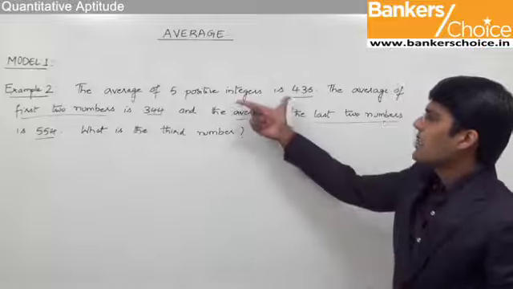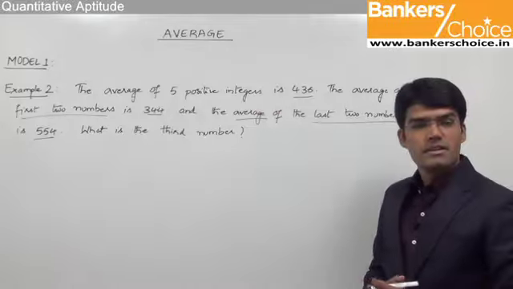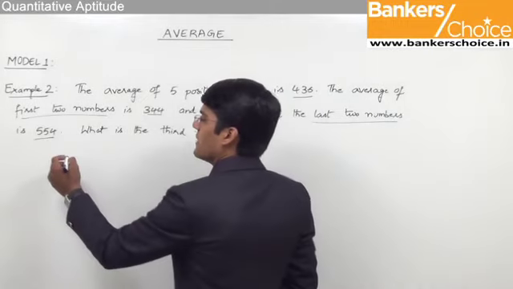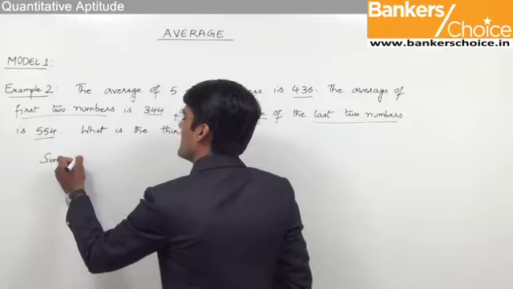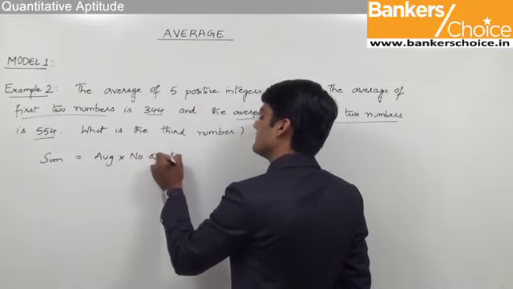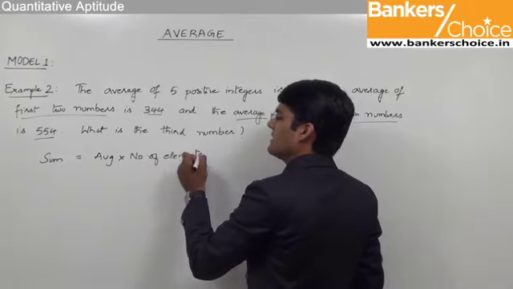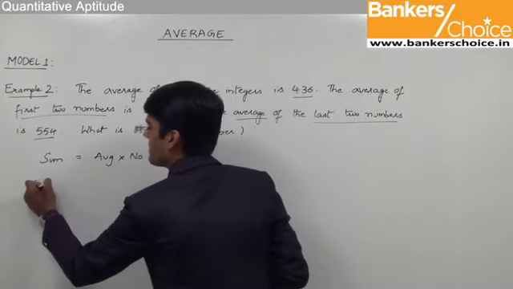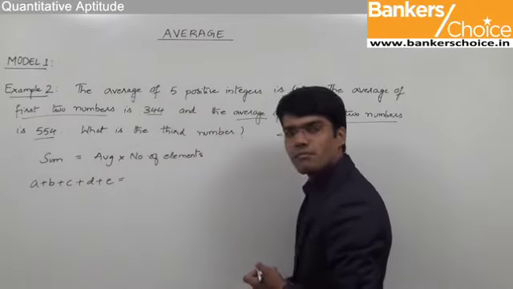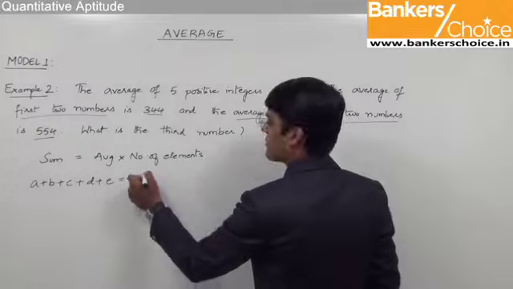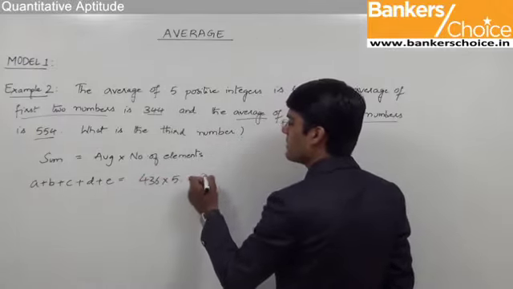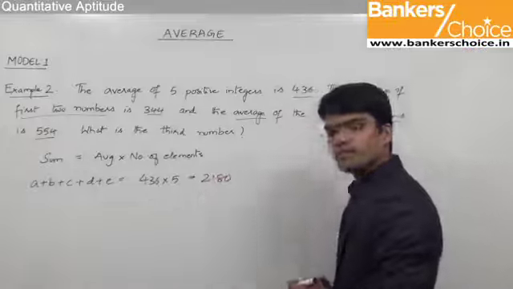Now, let us look at the first point here. The average of 5 positive integers is 436. Now, we know that when the average is given to us, we can find out the sum as average into the number of elements. So here, the sum of first 5 numbers, that is A plus B plus C plus D plus E, let us assume these are the 5 numbers, can be taken as average 436 into the number of elements, that is 5. Which will be equal to 2180.